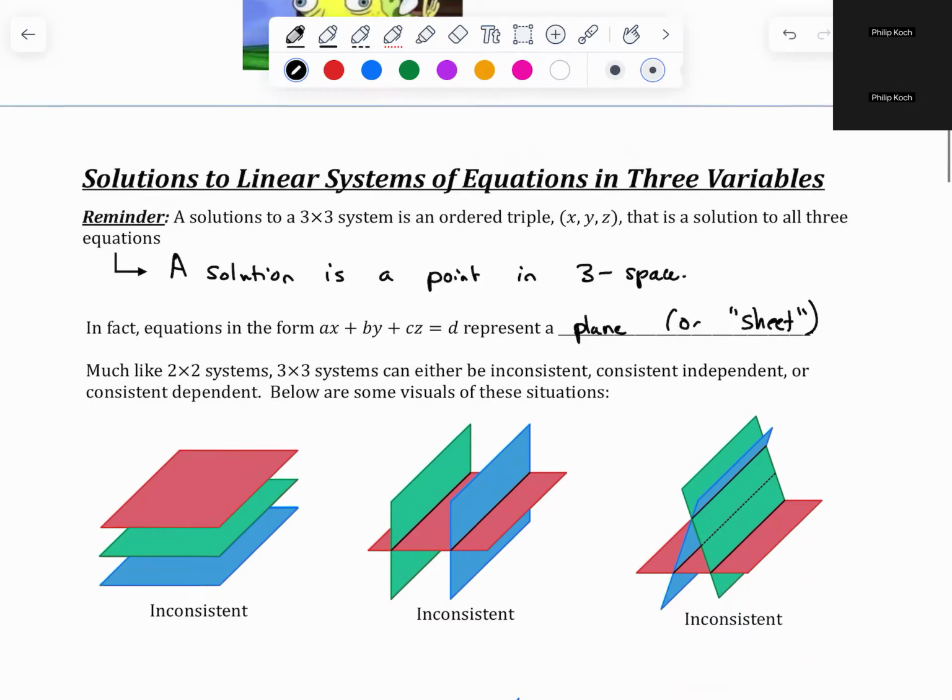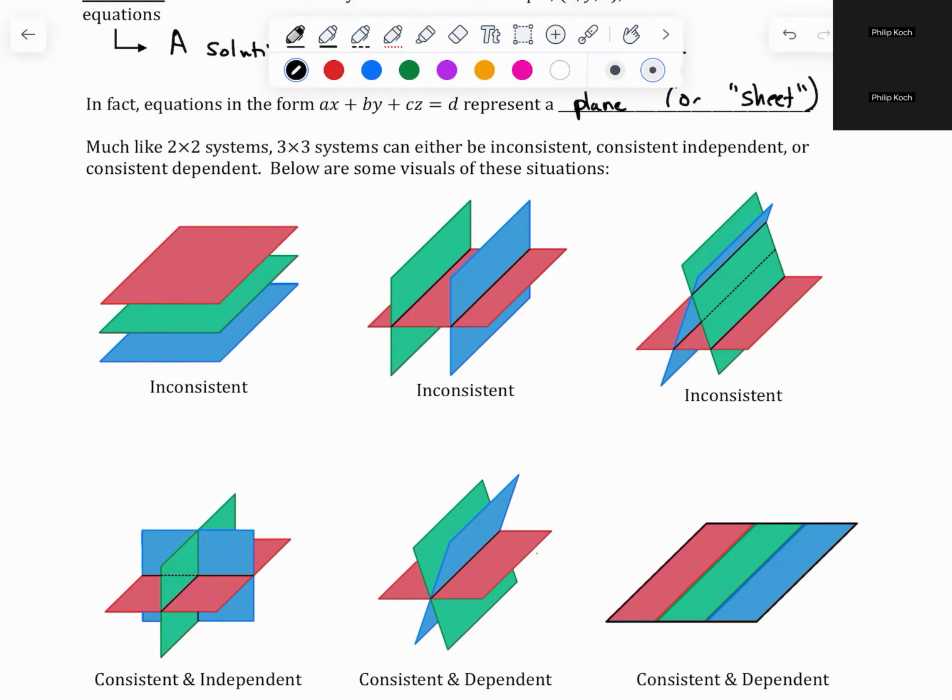If you wanted to do inconsistent, there's three different ways that could happen. Either all three planes could be stacked on top of each other, but never touching. You could have them intersecting the red one, but not actually intersecting themselves. So the red and the green have points in common, the red and the blue have points in common, but they don't all three have points in common. Or you can have them all intersecting each other, but never all at the same spot. Those are all the different ways that you could be inconsistent.